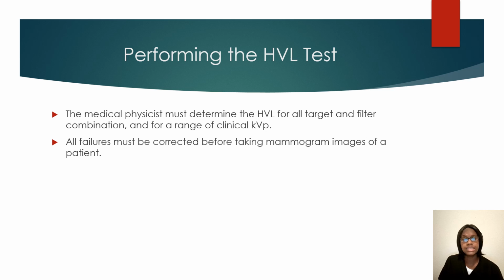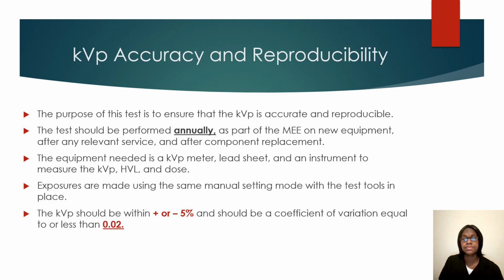The medical physicist will perform this test. They are going to determine the HVL for all target and filter combinations, making sure that there is a range for the clinical kVp, and making sure that you correct all failures. For kVp accuracy and reproducibility, the purpose of this test is just making sure that the kVp is accurate and reproducible. The kVp should be plus or minus 5% and the coefficient of variation should be equal to or less than 0.02.